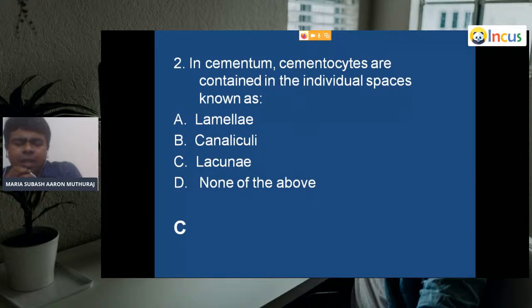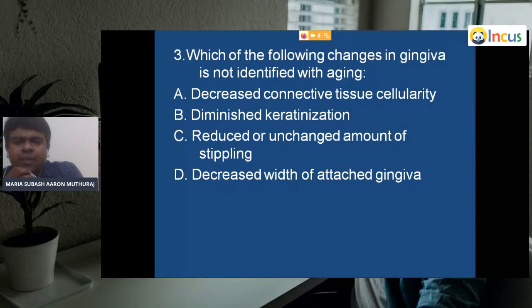Which of the following changes in gingiva is not identified with aging? Decreased connective tissue cellularity, diminished keratinization, reduced or unchanged amount of stippling, decreased width of outer gingiva. Okay. In gingiva, there will be diminished keratinization. Diminished keratinization will be seen with aging.